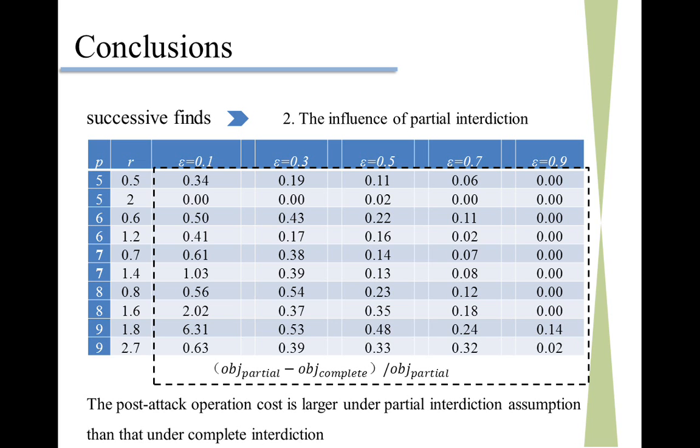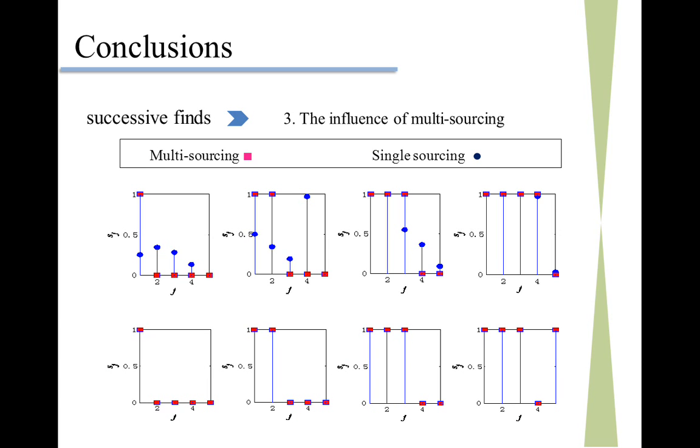Consider the results of data in the table. All the results are non-negative. That is, the post-attack operation cost is larger under partial interdiction assumption than that under complete interdiction. Third, partial interdiction for multi-selling supply systems and that for single-selling supply systems are comparatively studied.